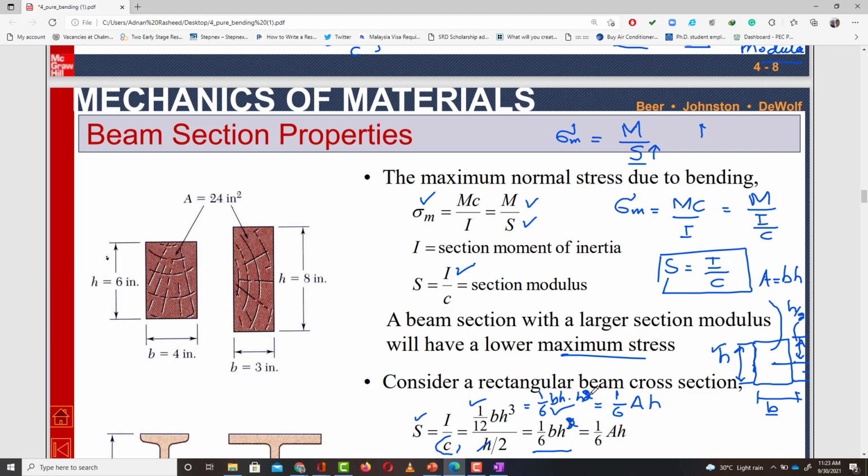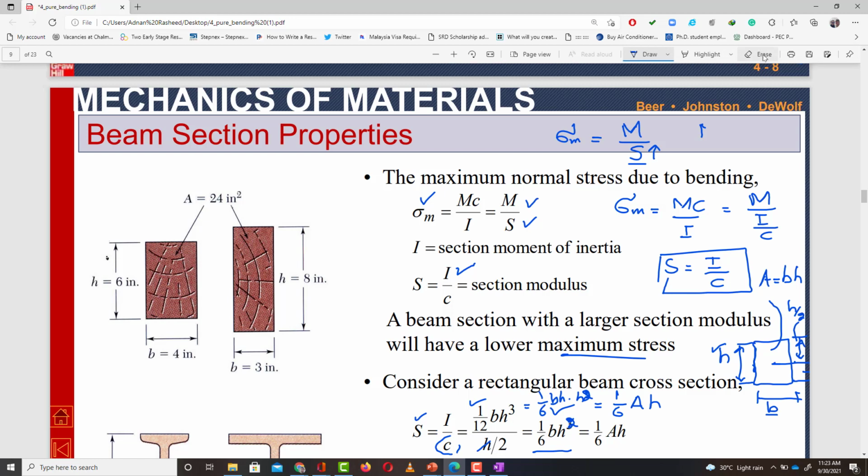Clear? So again I have to erase this thing. There is an error. So this is 1 over 6 bh into h. So bh is area and h is height. So section modulus for a rectangular cross section is 1 over 6 into A into h. Now the question is that section modulus for a rectangular beam is equal to 1 over 6 into A into h.